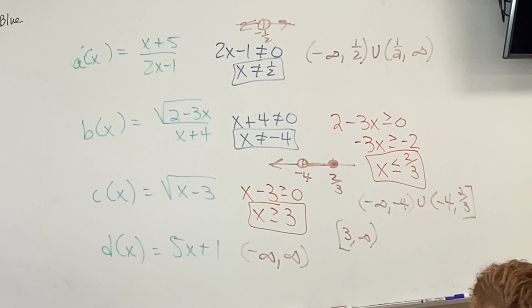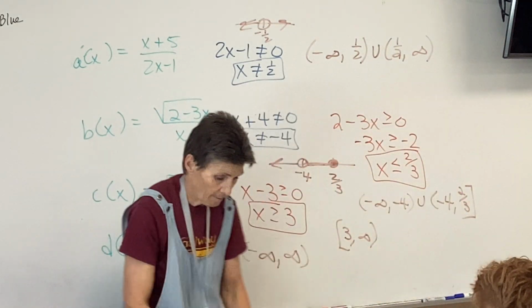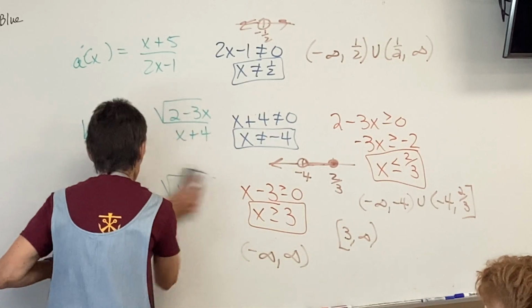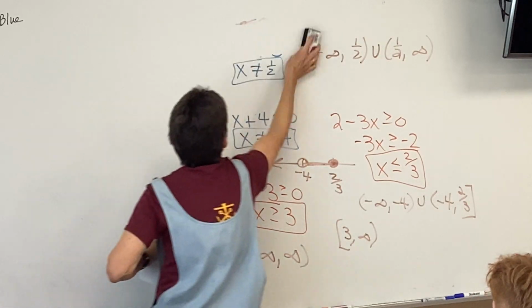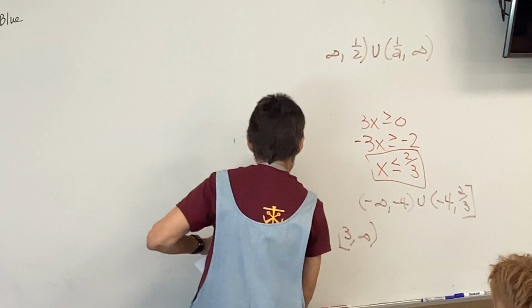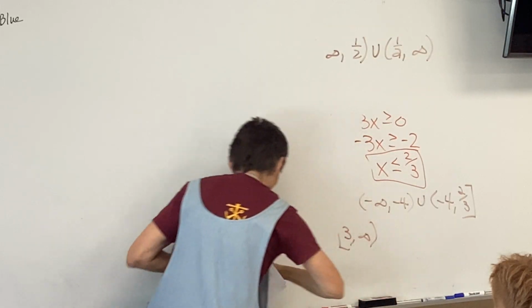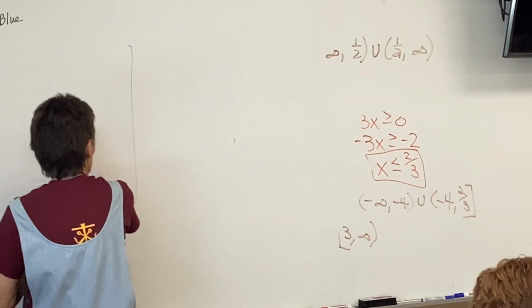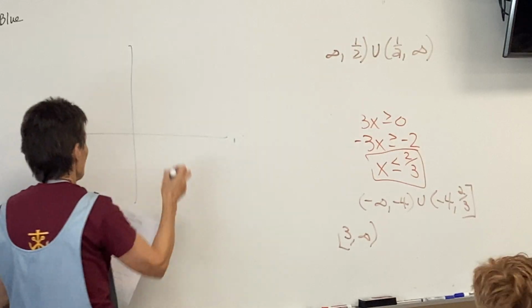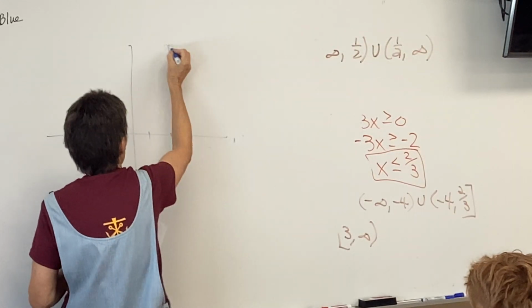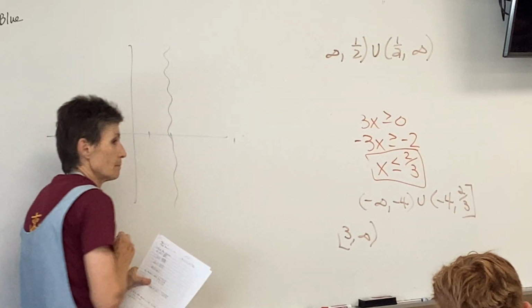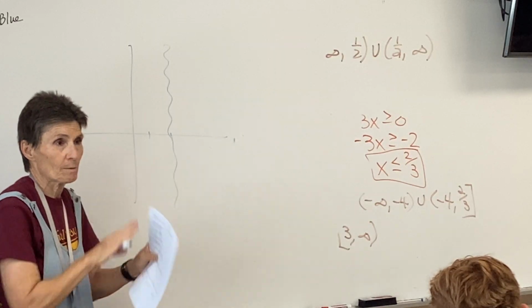Alright, so we're gonna graph this piecewise function. I will choose to put a squiggly line at 2. That's where everything falls apart.